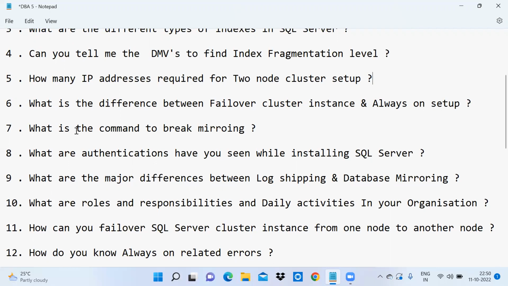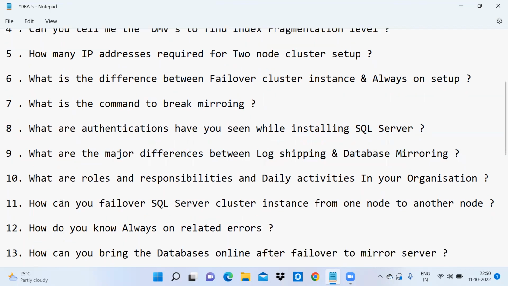Okay, next one is, what is the command to break mirroring? What is the command to break mirroring? Means to stop the mirroring. Next, what are the authentications have you seen while installing SQL Server? And the next question, what are the major differences between log shipping and database mirroring? And what are the roles? This question we had already discussed.